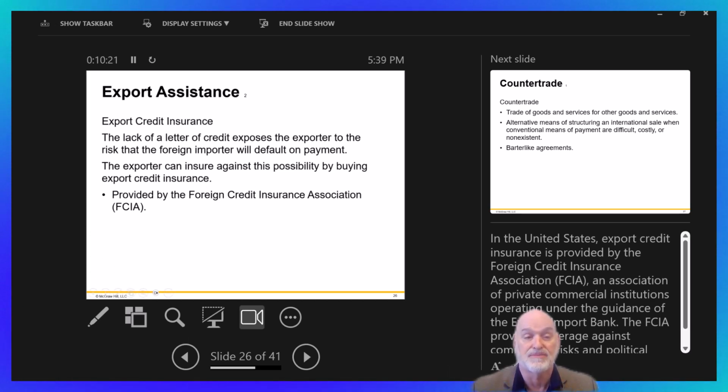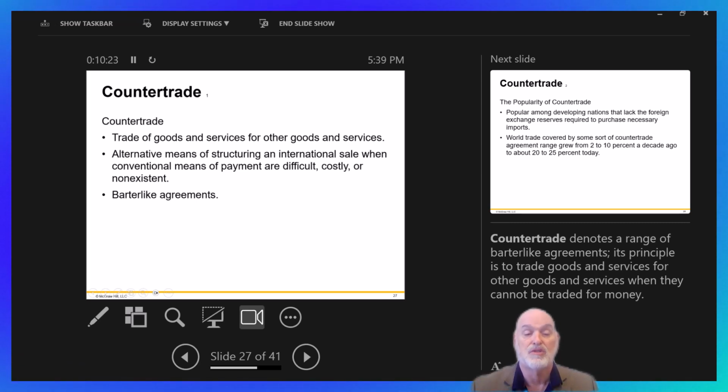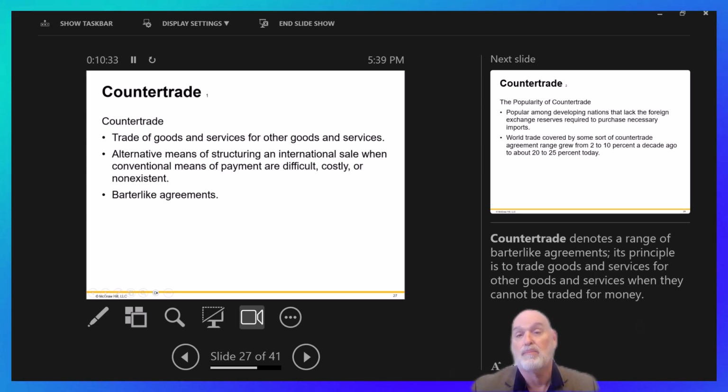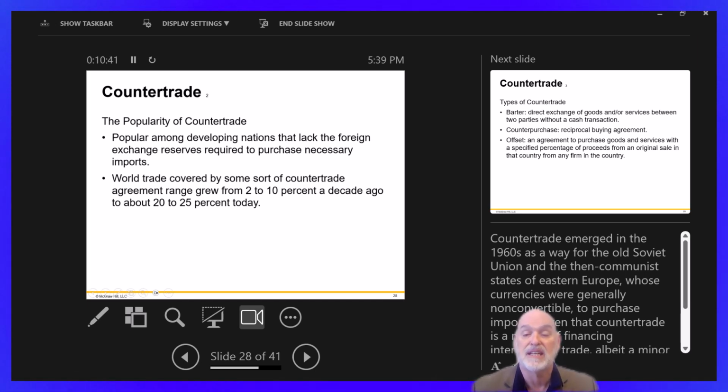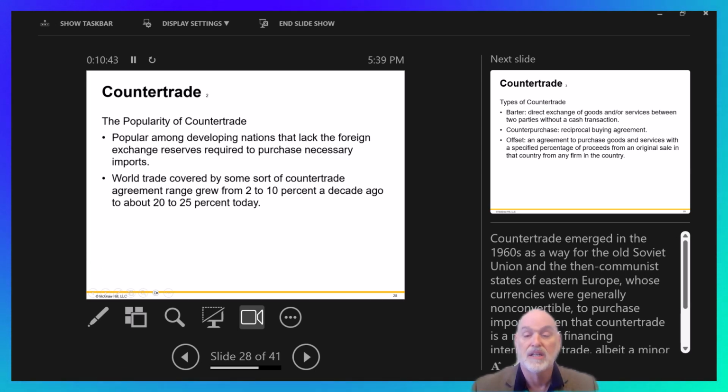Countertrade: trade of goods and services for other goods and services, an alternative means of structuring an international sale when conventional means of payment are difficult, costly, or non-existent. It's like a barter-like agreement. The popularity of countertrade: popular among developing nations that lack the foreign exchange reserves required to purchase necessary imports. World trade covered by some sort of countertrade agreement grew from 2 to 10% a decade ago to about 20 to 25% today. So there's been a huge growth in countertrade.